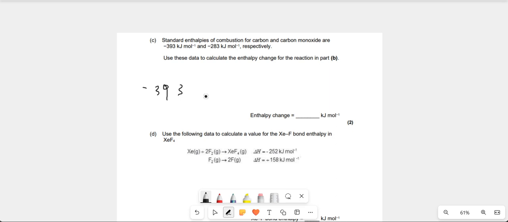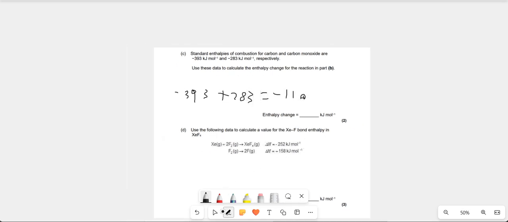And then just flip this value. So instead of positive, it becomes negative, and negative becomes positive. So 283. That's going to produce minus 110, because obviously I'm forming carbon monoxide. So I need to flip the value of combustion to formation.